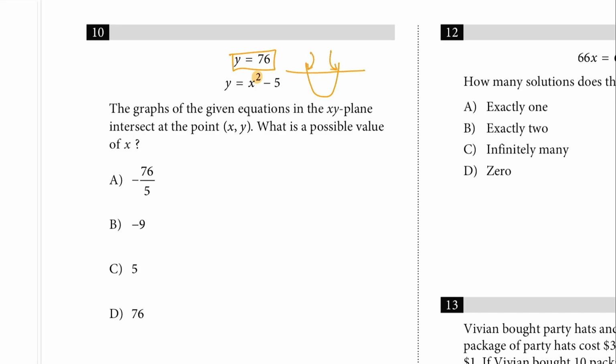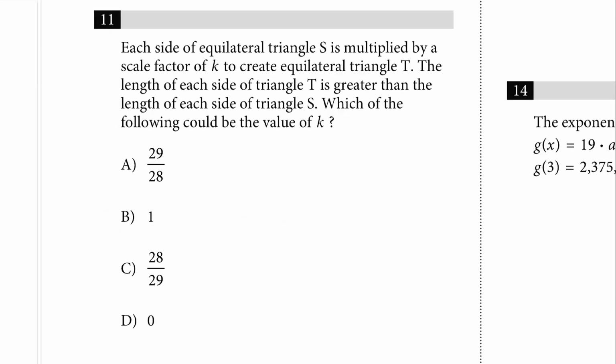You can do this one of 2 ways. You can either substitute 76 for y, or you can go over to Desmos and graph it there and get your intersection points. I personally think it's just as easy to go ahead and substitute it. So we're going to add 5 over, which is going to be 81 equals x squared. Then when we take the square root of both sides to solve for x, we're going to get plus or minus 9 equals x. So our answer is B.